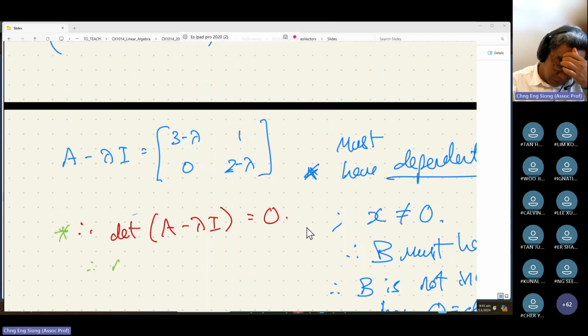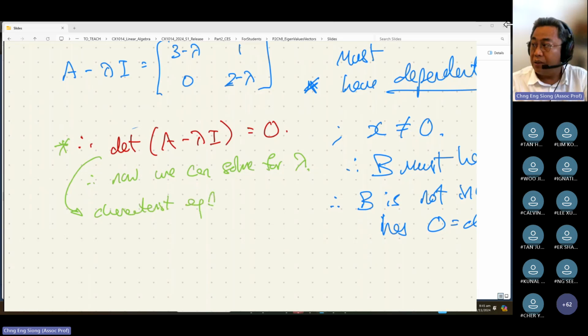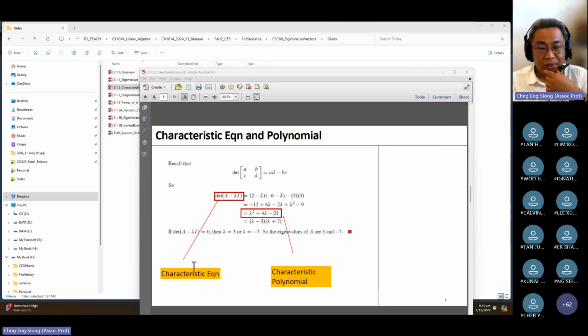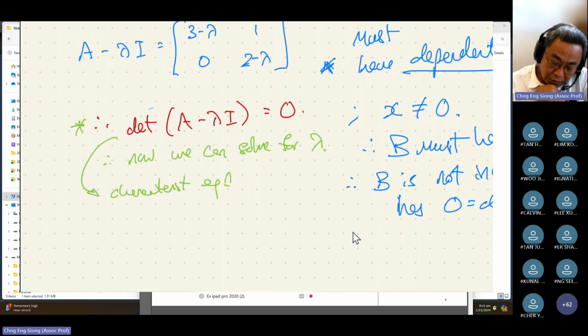We only need to solve one problem now. Therefore, now we can solve for lambda. And this is the characteristic equation of this eigenvector problem. This determinant must be equal to 0. And remember, in a 2 by 2 case, this is AD minus BC.